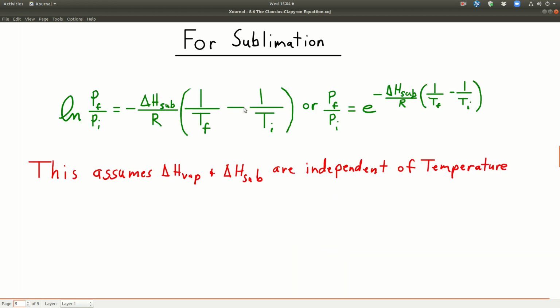So for sublimation, we can say same analysis. The only difference is now it's delta H of sublimation rather than vaporization. We get a Clausius-Clapeyron equation for sublimation, going from a solid to a gas. And like with vaporization, we assume that delta H of sublimation is independent of temperature.